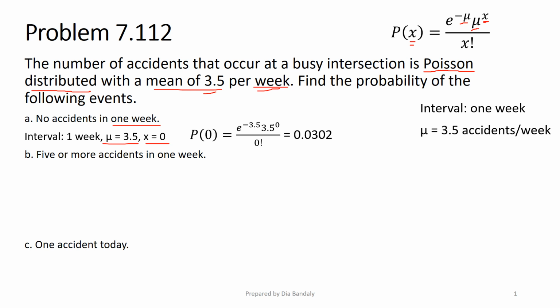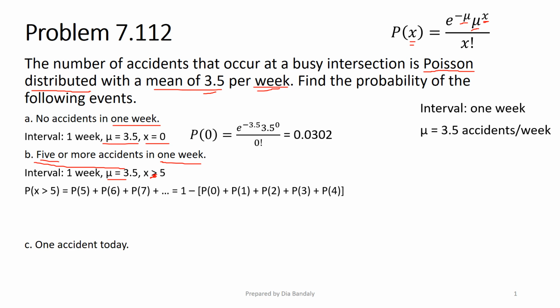Now part B, 5 or more accidents in 1 week. So we're still in the same interval, but now we are asking for 5 or more. So interval of 1 week, which means the mean that was given to us is still applicable, and x is, in fact, x greater or equal than 5. Okay, so please correct that. It's x greater or equal because it's 5 or more. Okay, how to do that? P of x greater or equal than 5 is P of 5 plus P of 6 plus P of 7 plus all the values above 5, right?